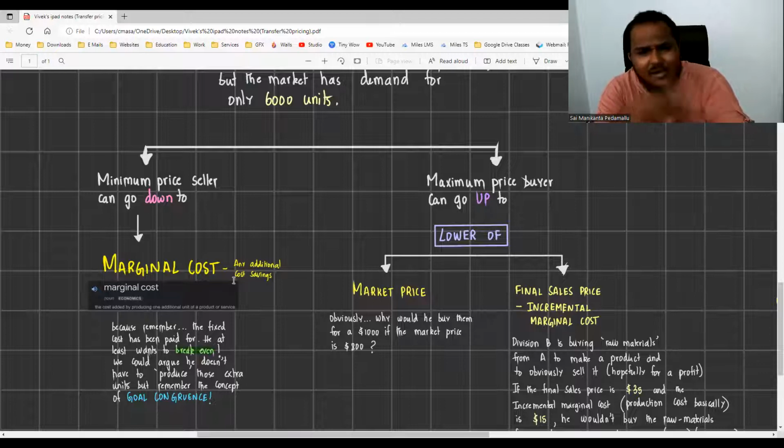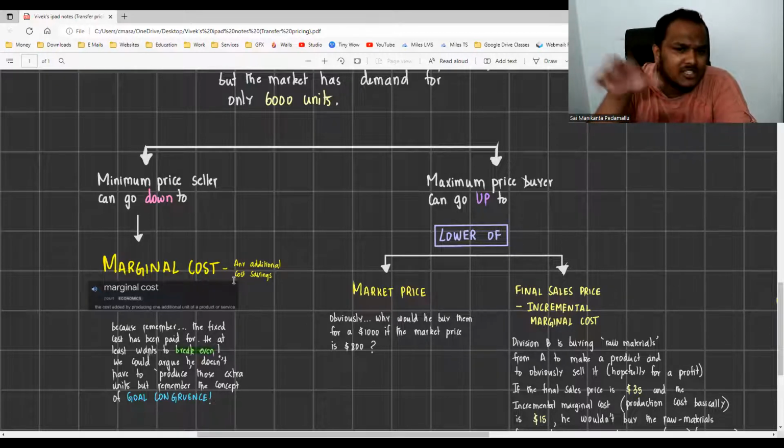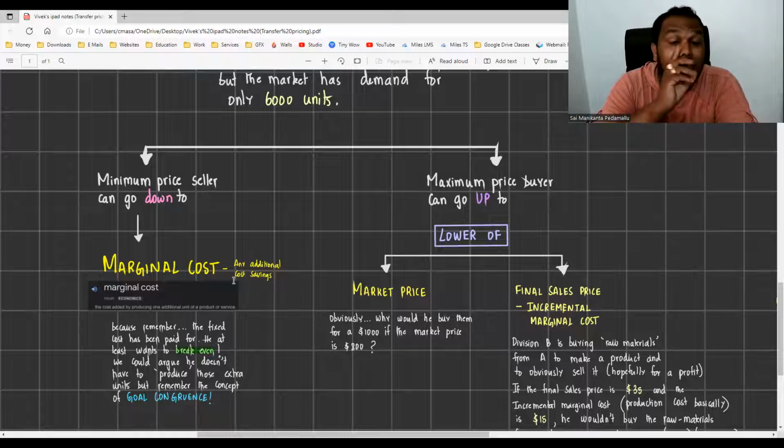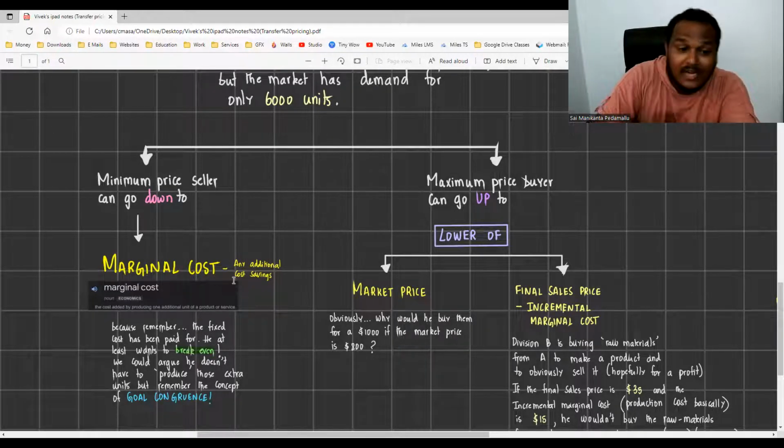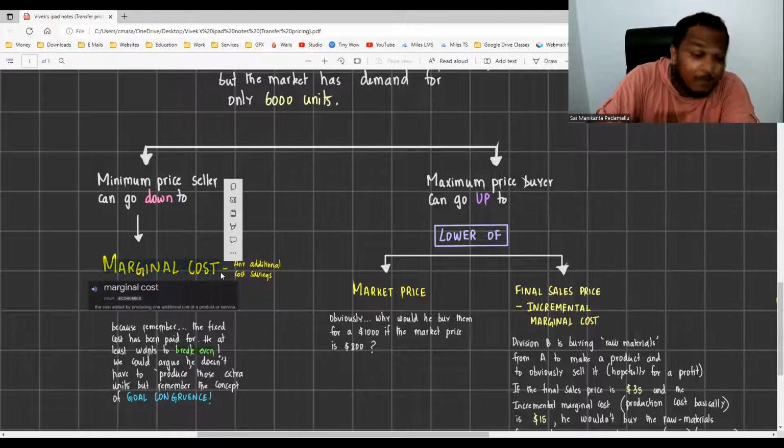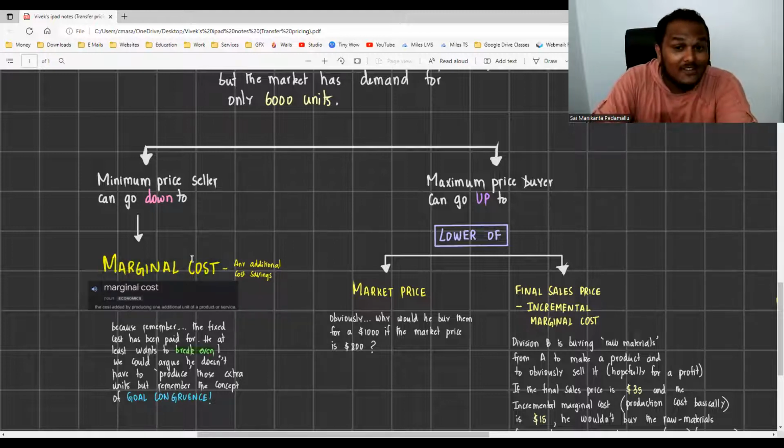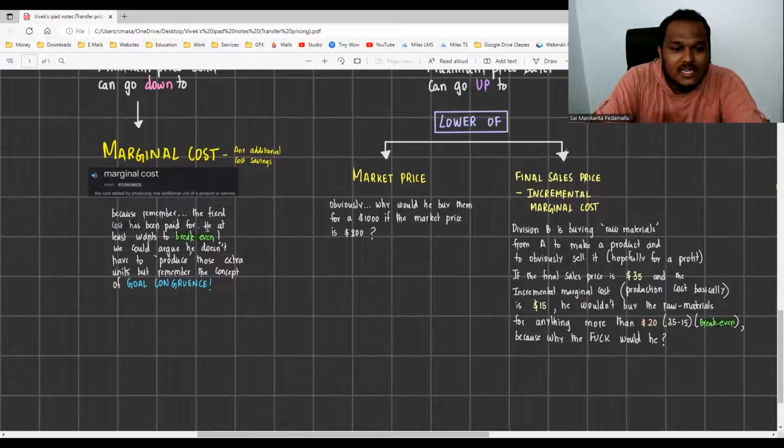That additional saving will remain the same. Let's not worry about the additional saving aspect. So the minimum that I can accept is the marginal cost that I have to recover. So marginal cost will work only for surplus capacity. But if you do not have surplus, market price will be taken again. Remember, the fixed cost has been paid for.